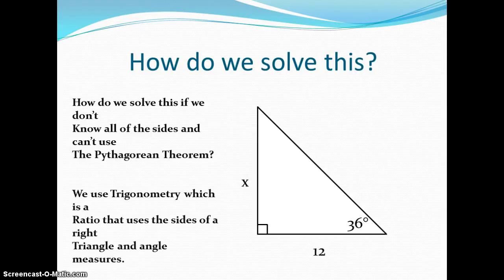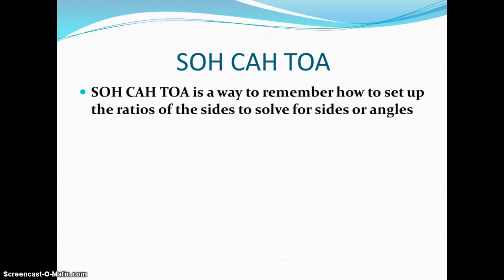So we're going to use trigonometry, which is a ratio that uses the sides of a right triangle and the angle measures. So now we're going to introduce using angle measures as well as side measures. SOHCAHTOA is a way to remember how to set up the ratios of the sides to solve for sides or angles. So now we're going to look a little bit more in depth at sine, cosine, and tangent.